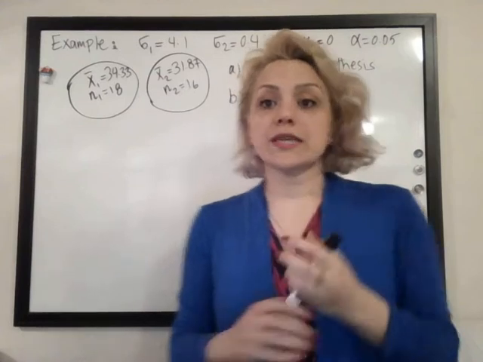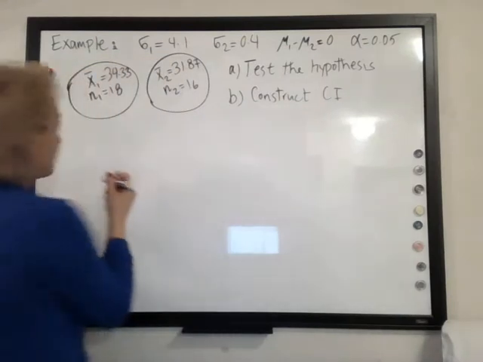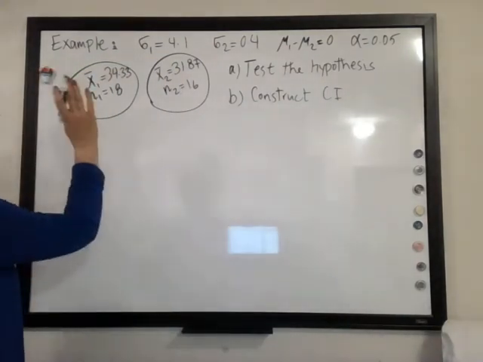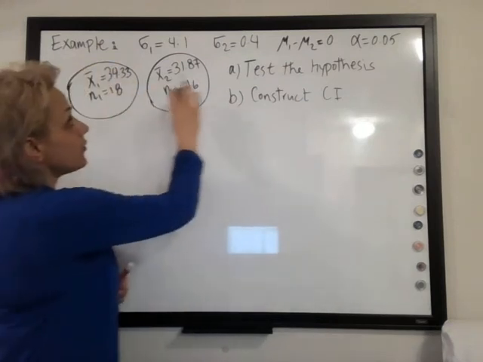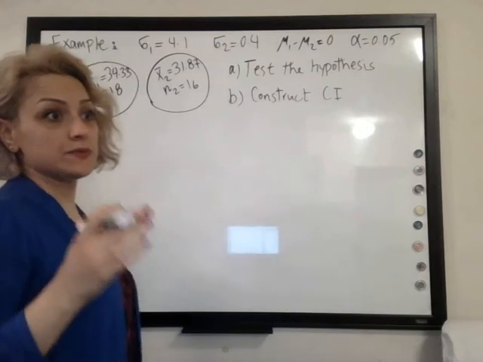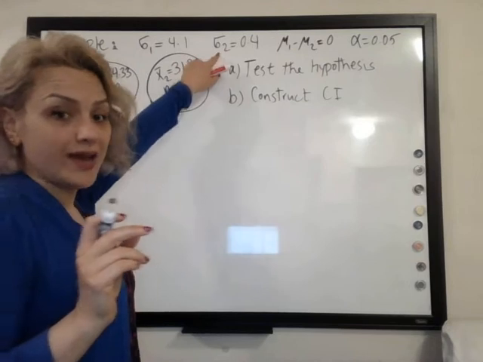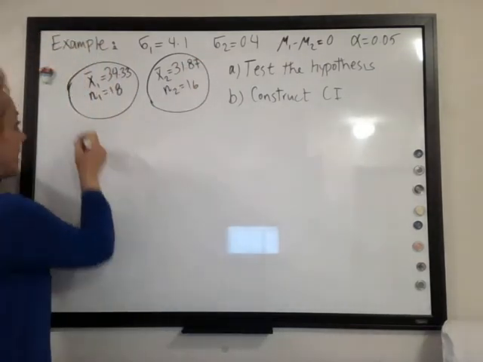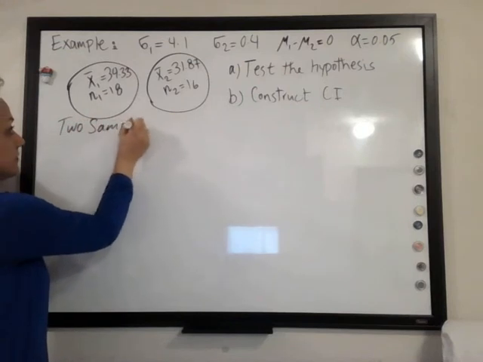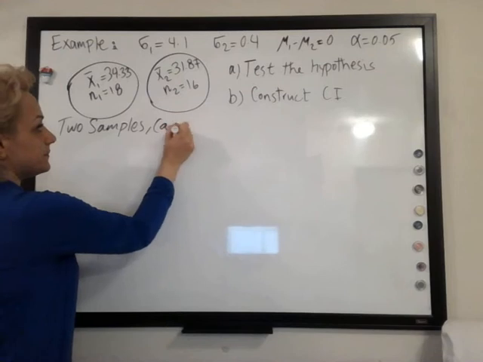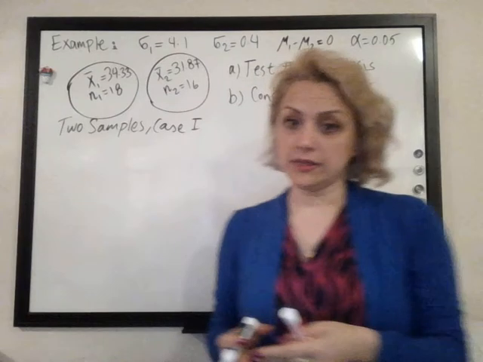So here we would say, for the test of the hypothesis, okay, I'm going to write down the answer here. First of all, we want to know if it's case 1, case 2, case 3, or case 4. We know the parameter of interest is mu1 minus mu2. So it means that we have two samples and sigma 1 and sigma 2 are known. Because of that, I would write down here that we have two samples and also it's case 1, because the parameter of interest is mu and we know the variance of the population.